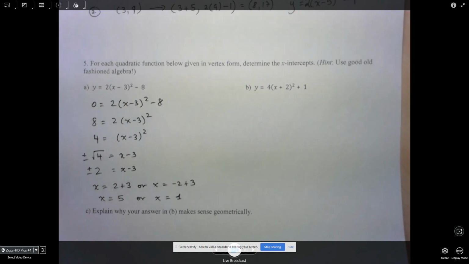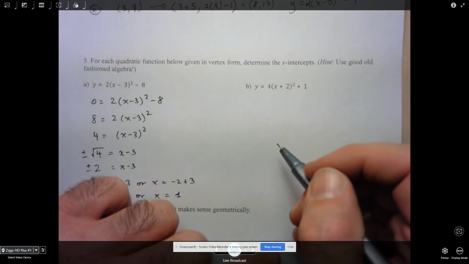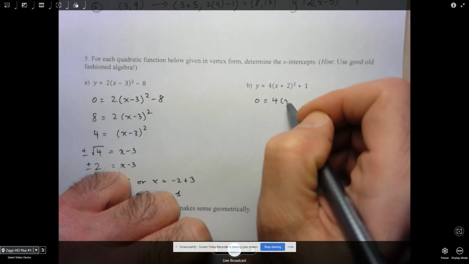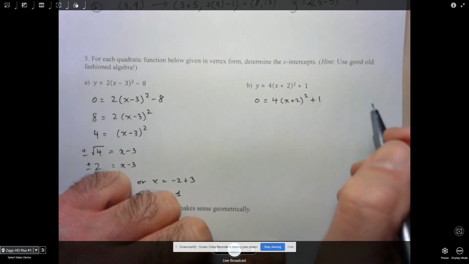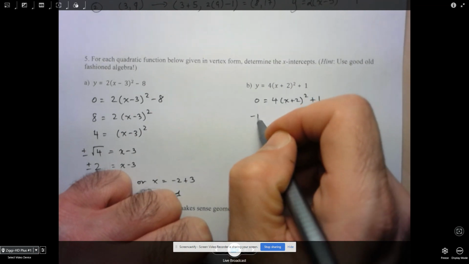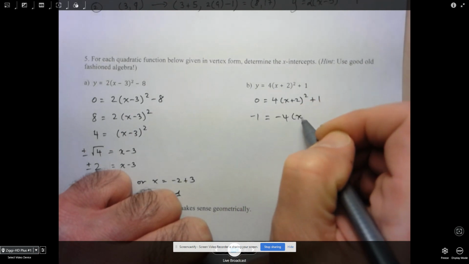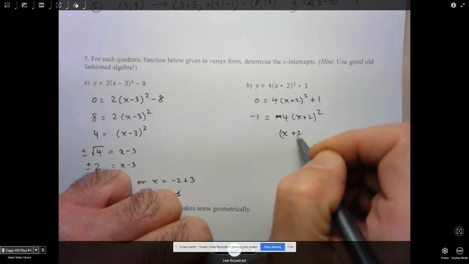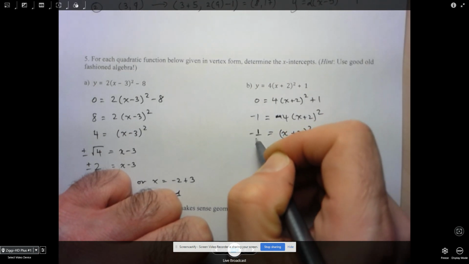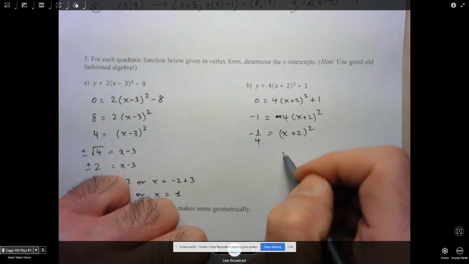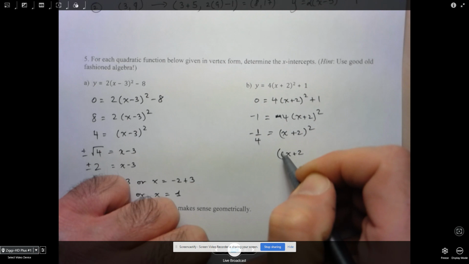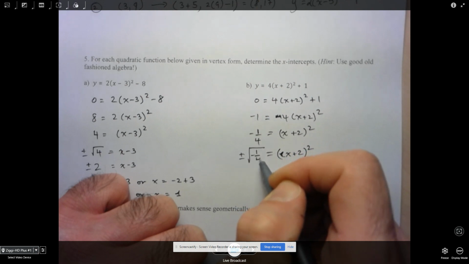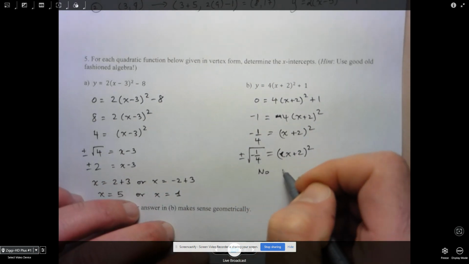Now, when you did the second one, I hope you saw that something a little funny happened. If I do the same thing again, replace y by 0, so 0 equals 4 times (x plus 2) squared plus 1, and I just go about my business and do what I did before, bring over the 1, so it's negative 1, equals 4 times (x plus 2) squared, and then divide both sides by 4, this is where we run into the problem. If we try to take the square root of both sides, we end up trying to take the square root of a negative number. So we have no solution here.